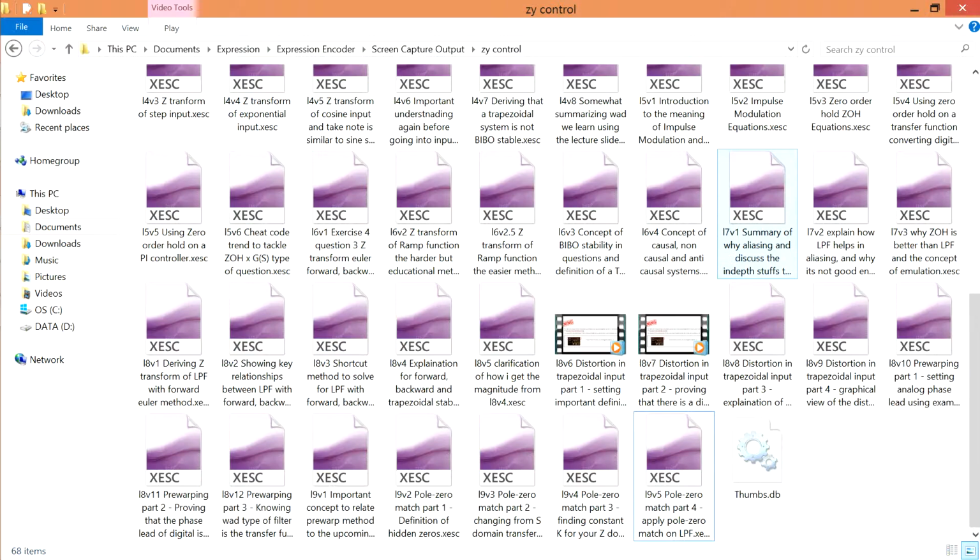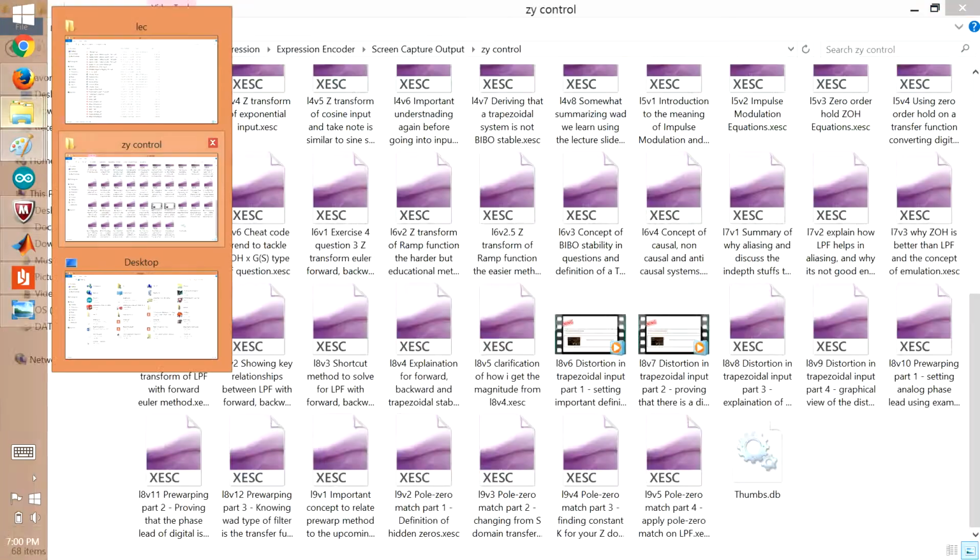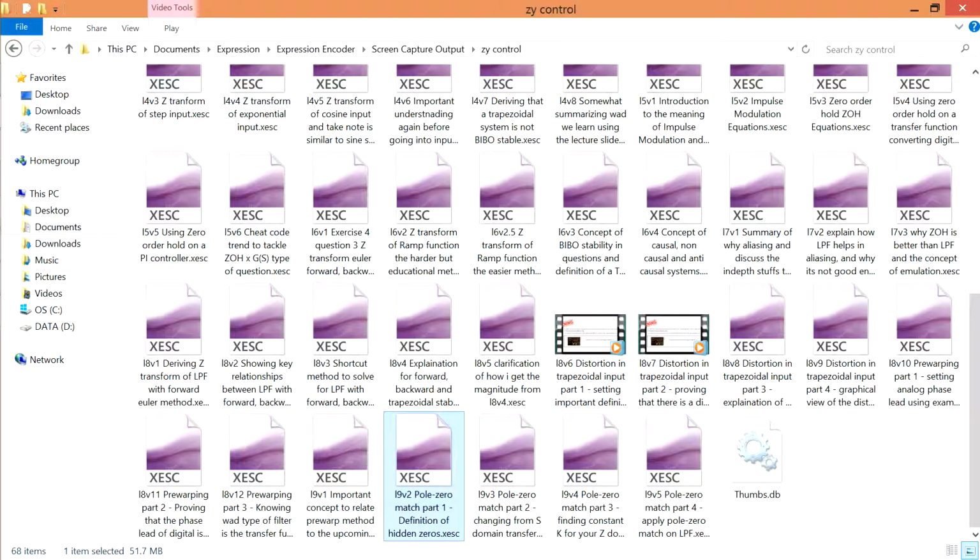Okay, so same thing. We have a low pass filter, A over S plus A. However, the question asks what if you have 1 delay. Find the equivalent transfer function in the z domain. If you still remember, in the l9v2 video, just take a look.